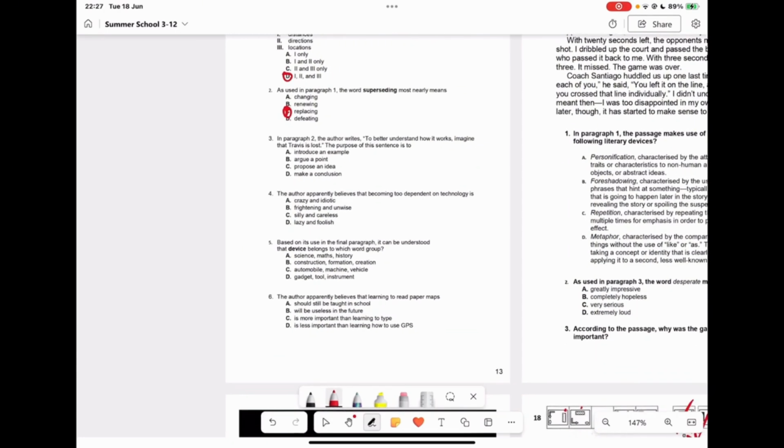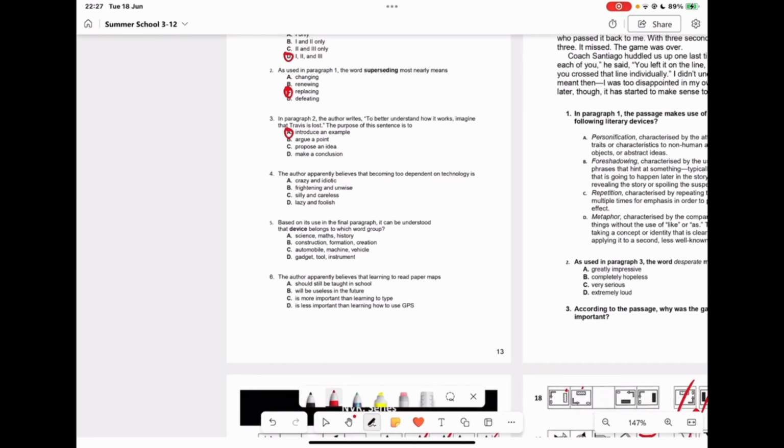In paragraph 2, the author writes, "To better understand how it works, imagine that Travis is lost." The purpose of this sentence is to introduce an example, argue a point, propose an idea, or make a conclusion. This would be A. Introduce an example. The author apparently believes that becoming too dependent on technology is crazy and idiotic, frightening and unwise, silly and careless, or lazy and foolish. So this would be silly and careless.